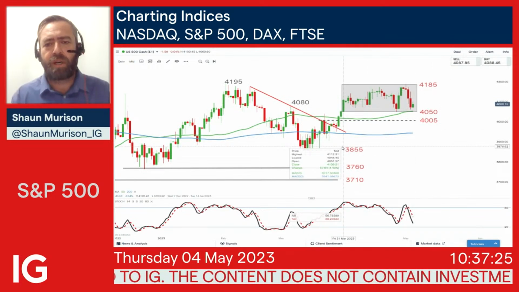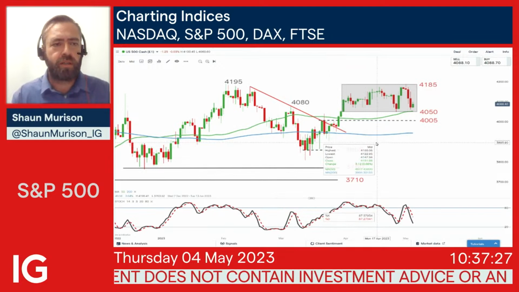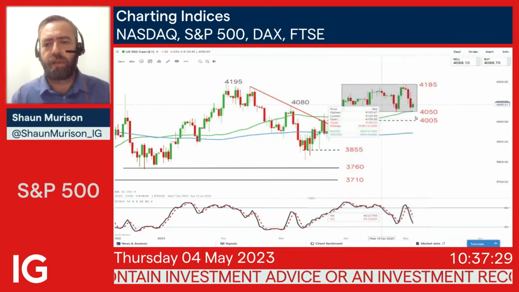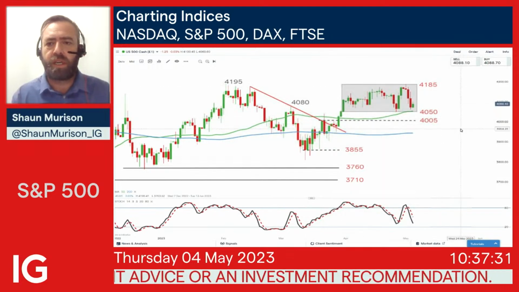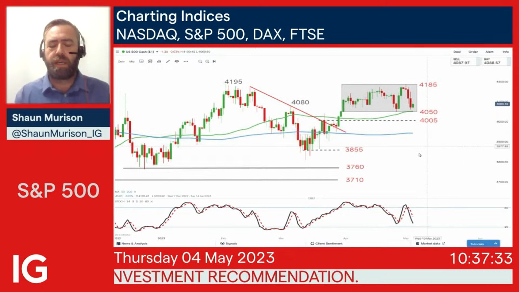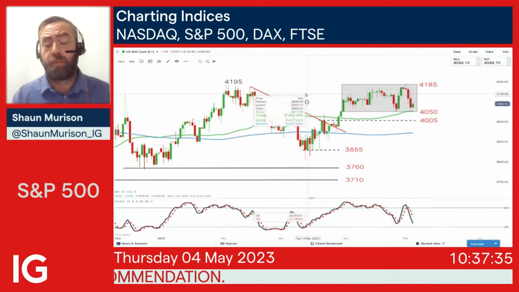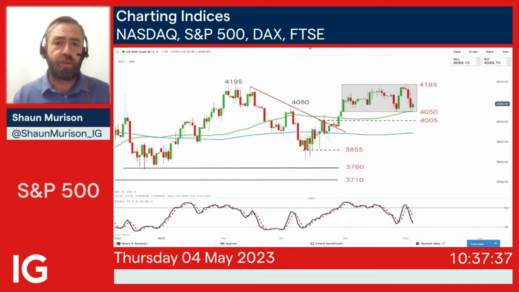So maybe a slight upward bias, but what's relevant now for traders in the short term is this range-bound environment between 4,050 and 4,185. Moving over to Europe, I'm looking at the Germany 40.